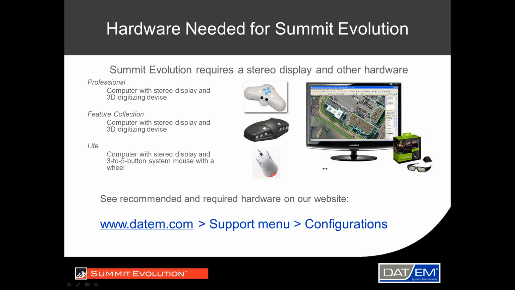And if you have Summit Professional or Summit Feature Collection, you may also want a dedicated 3D digitizing device. A couple of them are shown here. There are several options for that. And Summit Lite, and actually any of the versions, can use a regular system mouse as a digitizing device, and it can control the elevation setting in Summit Evolution too. You can actually connect two system mouse devices if you have Summit Lite, and take advantage of up to 10 buttons with two system mice.